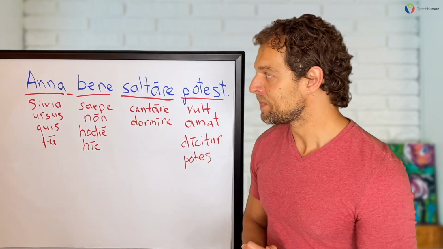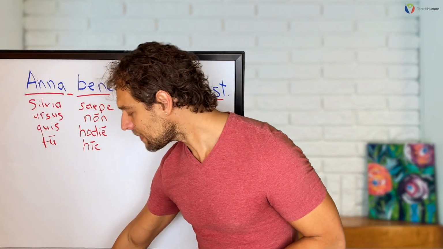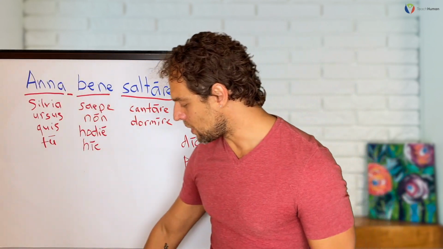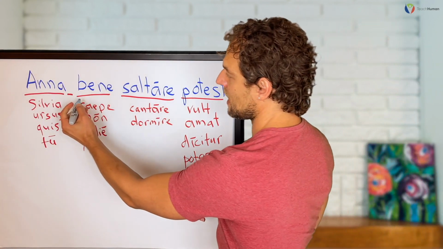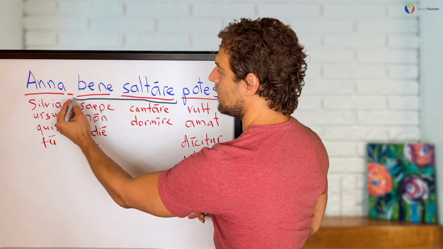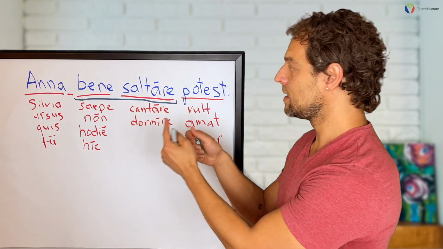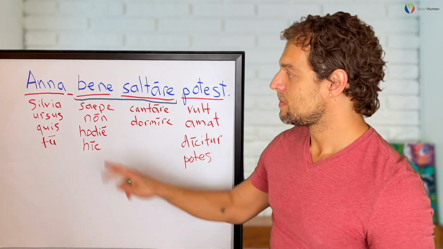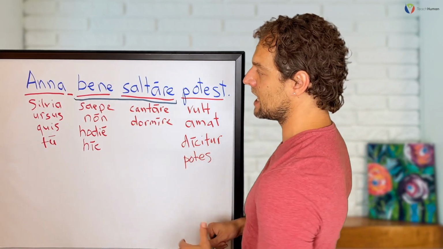conversation a bit more. One last thing that I want to point out about these slots is in this example, I underlined each individual word as a slot, but there are also cases where you might think of a slot as a multi-word slot. So, Anna bene saltare potest, Anna saepe dormire potest. Okay, they've varied this as kind of a chunk.